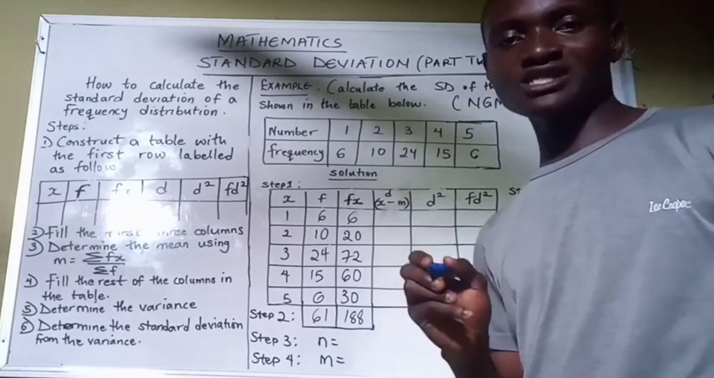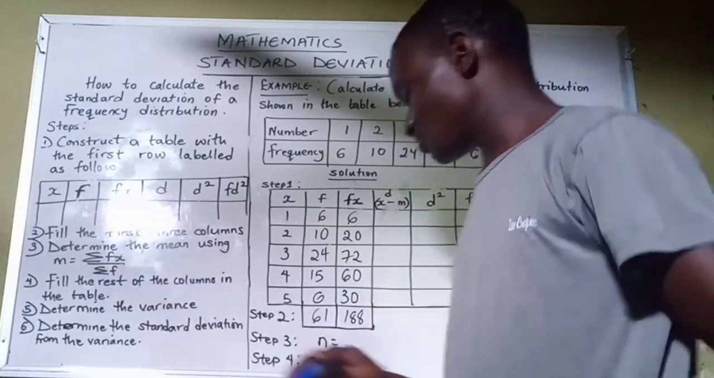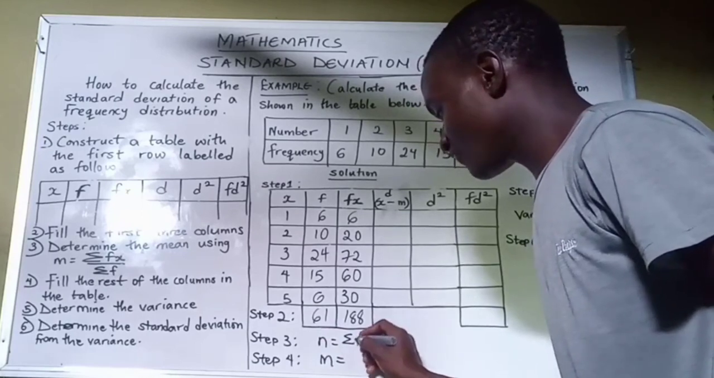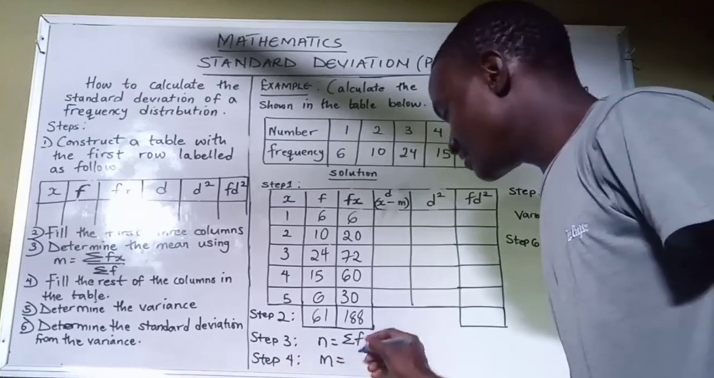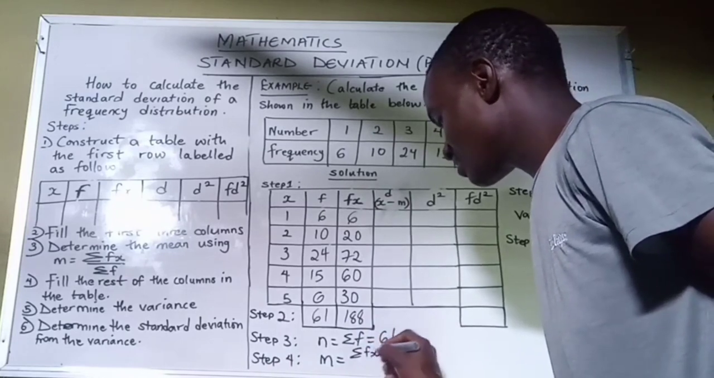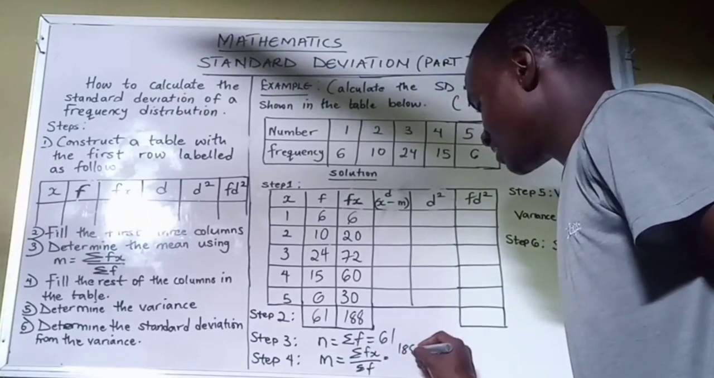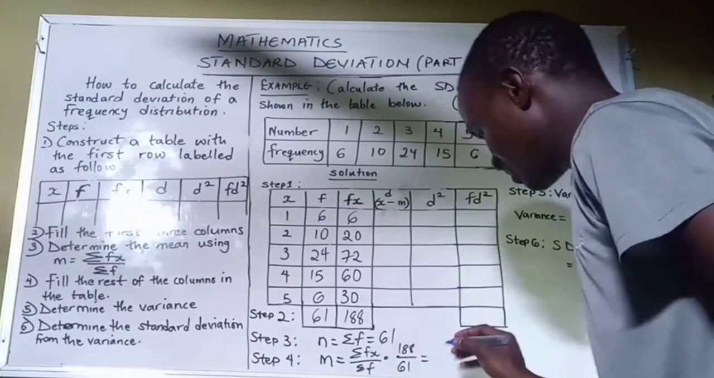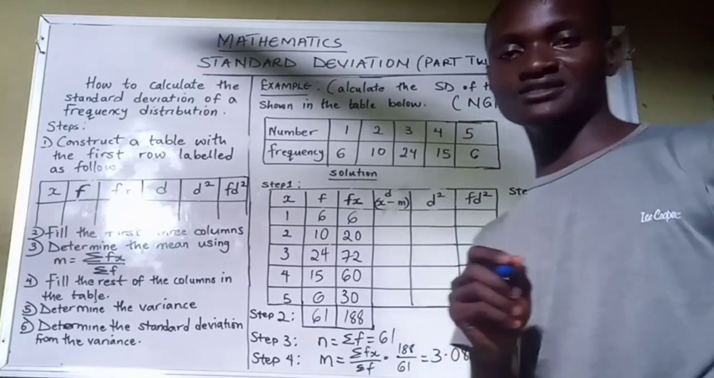Fx. The next part is, after filling this part, we want to determine the mean of the distribution. What is our n? Our n is actually the summation of f, and the summation of f is 61. What is the mean? The mean is the summation of fx over summation f. Then we have 188 divided by 61. And the final answer to this is 3.08.